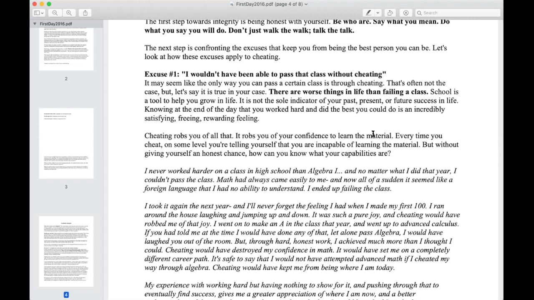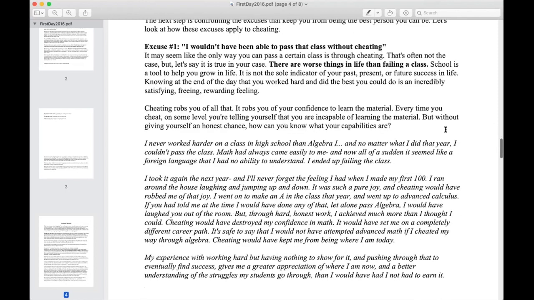I mean, it's happened to me before, as I've told you before. I failed algebra, and people fail classes, they repeat classes, and it's not the end of the world. You move on, you repeat the class, and you go on. So just because you failed a class doesn't mean you're a failure. School is not determining your worth. It doesn't determine your value. It's not the sole indicator of who you are or your worth or your future success. It's a tool to help you grow in life.